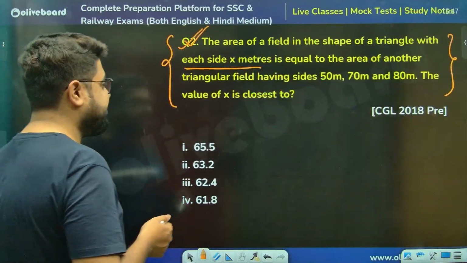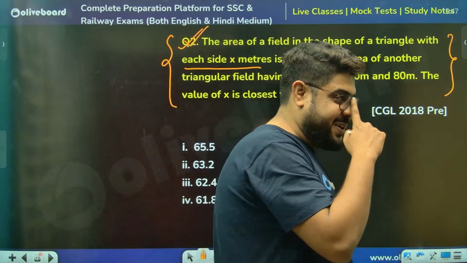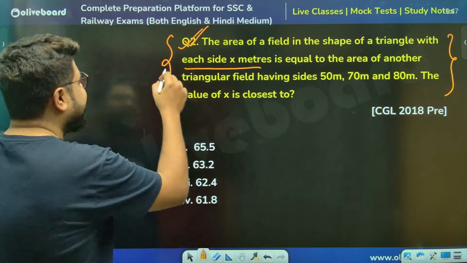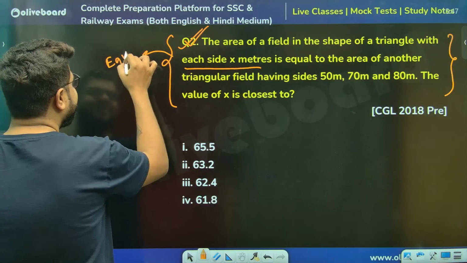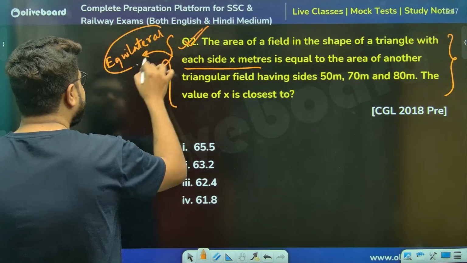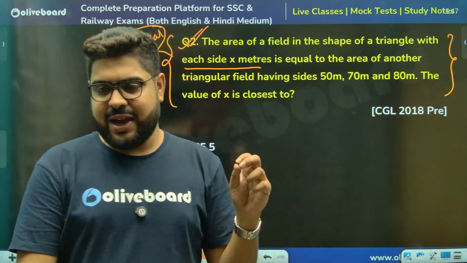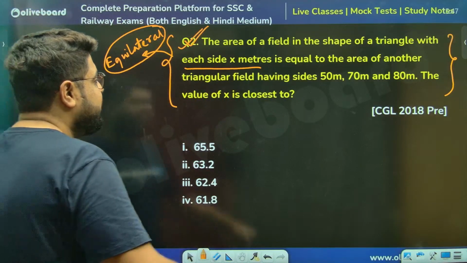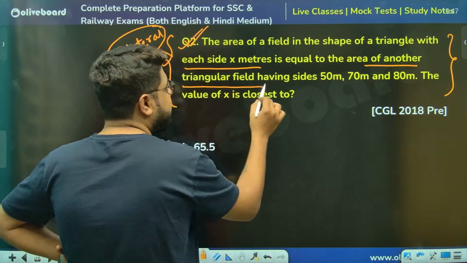Arvind is already talking like an officer. Verified. Acha, chalo sir. So we are talking about an equilateral triangle. Can I say each side is same? This language is reaffirming that we are talking about an equilateral triangle. Now, this is equal to the area of another triangular field having these sides.